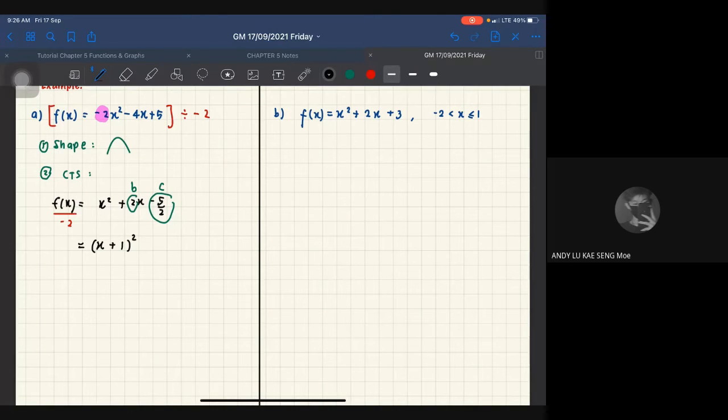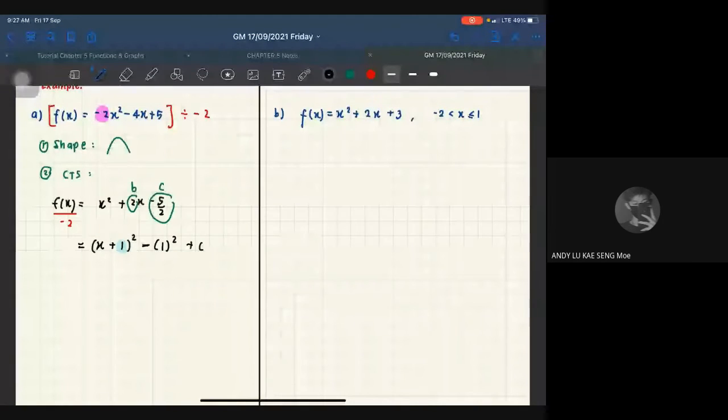And then awak akan tolakkan dengan apa yang awak ada di dalam ini. So dekat dalam ni awak ada 1 kan. So awak akan tolakkan dia dengan 1 square. Macam tu. Okay, and then lastly awak akan tambah dengan C. So nilai C awak adalah this one. So this is your C. Okay, so meaning that awak akan ada tolak 5/2. Okay, this is your C.